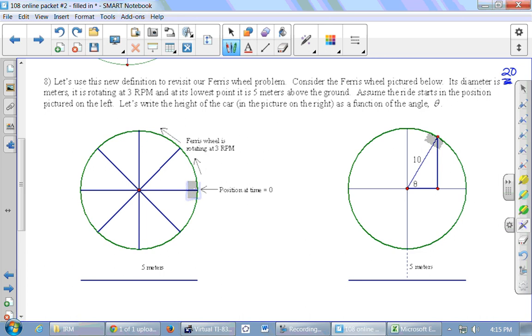Let's write the height of the car in the picture on the right as a function of the angle theta. So the car initially started here, and then it rotates around to some generic point over there, which is some angle theta away from where we started. And we want to know if we can figure out what the height at that point is.